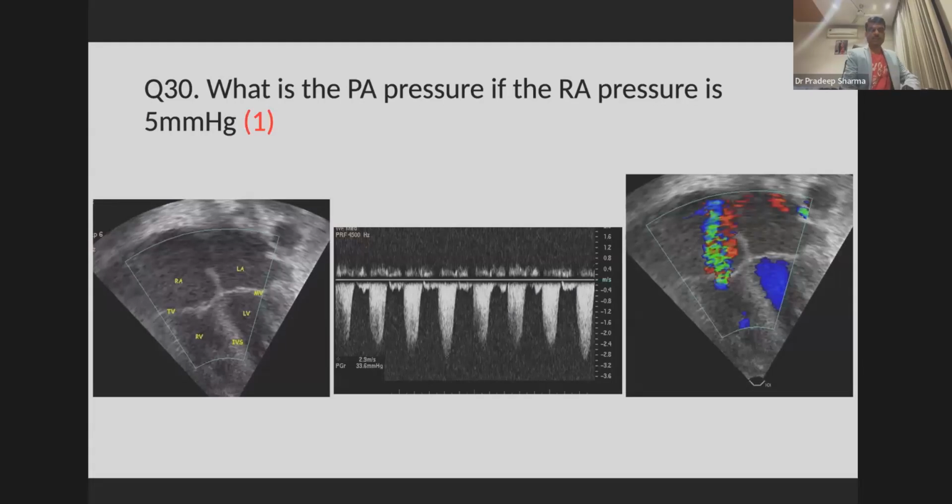What is the PA pressure here? If the peak velocity is, suppose for example, 3 meter per second, what is the PA pressure? Pulmonary artery pressure in TR jet. It is 3. So 3 into 3, 9, into 4, 36. 4V square plus 5. It will be 41.